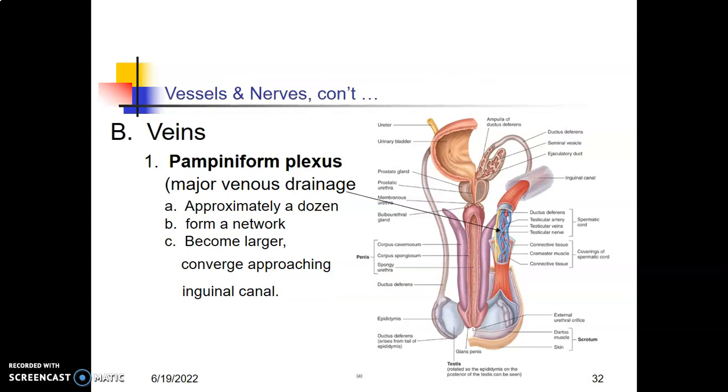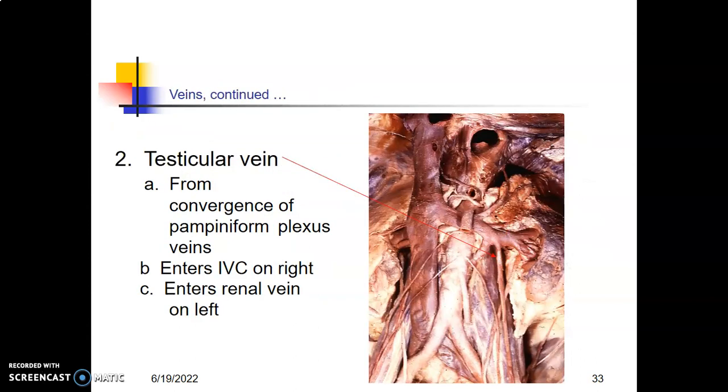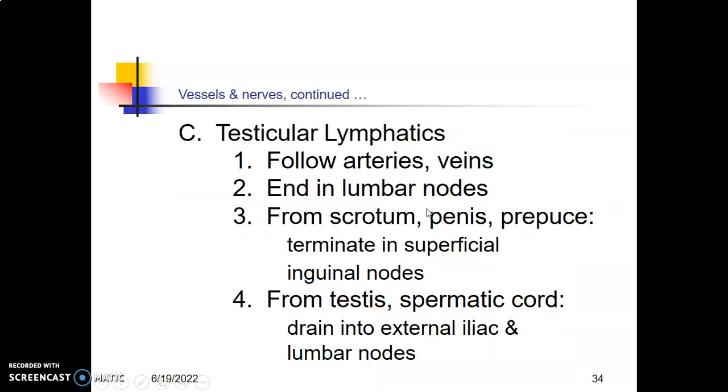the pampiniform venous plexuses. They're also in the spermatic cord. These form a network around the spermatic cord. The testicular vein, you can see, is formed by the convergence of the pampiniform plexus, and it enters the inferior vena cava on the right. But the left testicular vein drains to the left renal vein, which will then reach the inferior vena cava. So the left testicular vein joins the renal vein before it gets to the inferior vena cava, but the right testicular vein drains directly into the inferior vena cava.